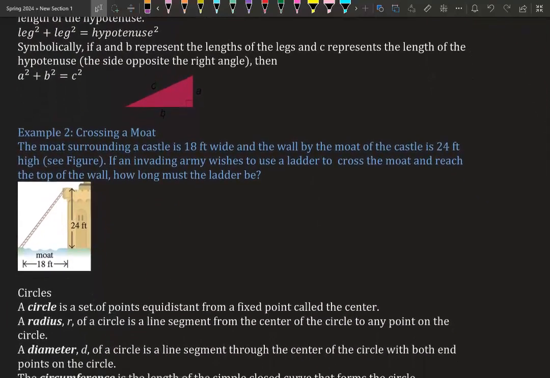If you ever find yourself crossing a moat, because we have all these moats here, I mean, we kind of do, right? We have a lot of water here. But anyways, if you ever need to cross a moat, you're going to figure out how tall of a ladder or how long of a ladder you're going to need.